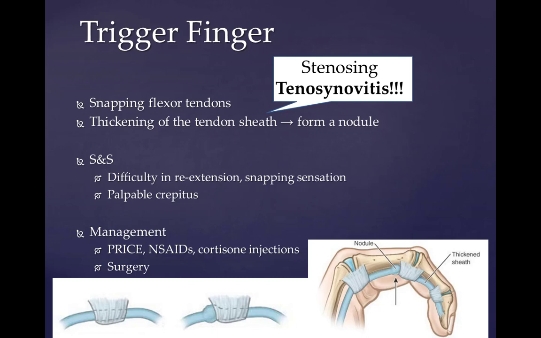Injection of the tendon sheath with a corticosteroid is effective over weeks to months in more than half of the patients. When corticosteroid injection fails, the problem is predictably resolved by a simple surgical procedure. The surgeon will cut the sheath that is restricting the tendon.